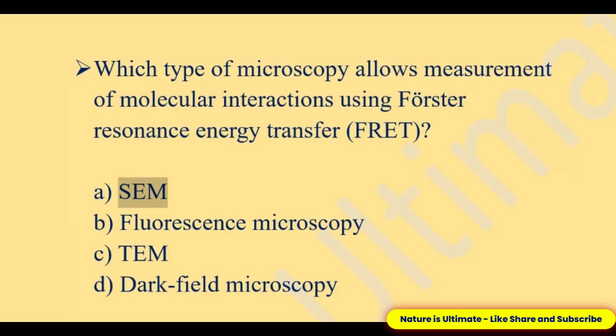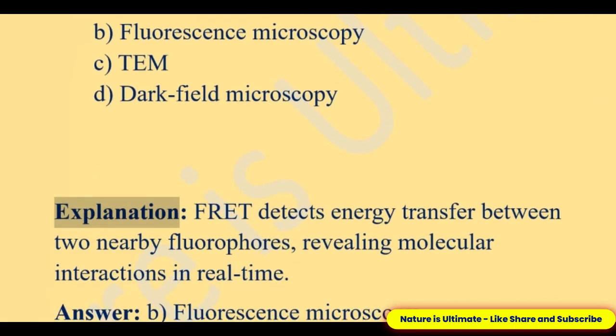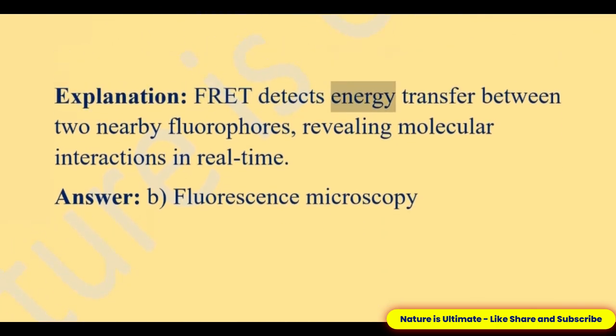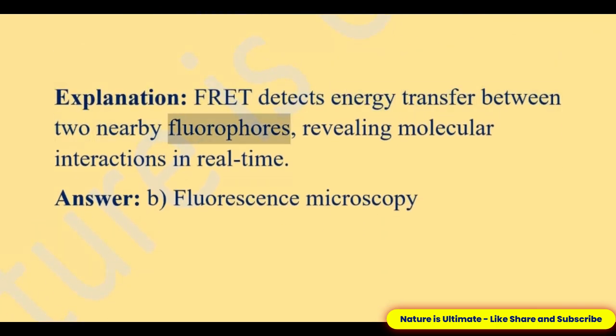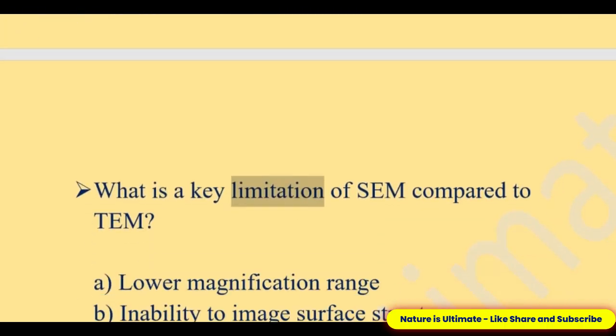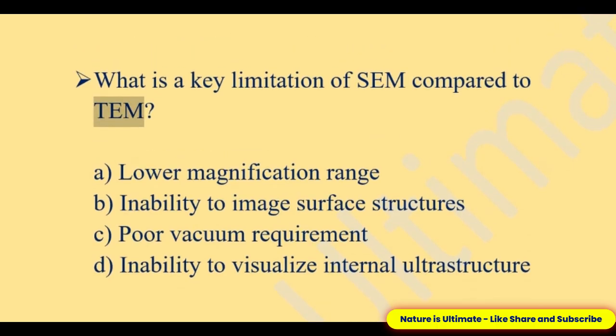Which type of microscopy allows measurement of molecular interactions using Förster resonance energy transfer, FRET? A. SEM. B. Fluorescence microscopy. C. TEM. D. Dark field microscopy. Explanation: FRET detects energy transfer between two nearby fluorophores, revealing molecular interactions in real time. Answer: B. Fluorescence microscopy.